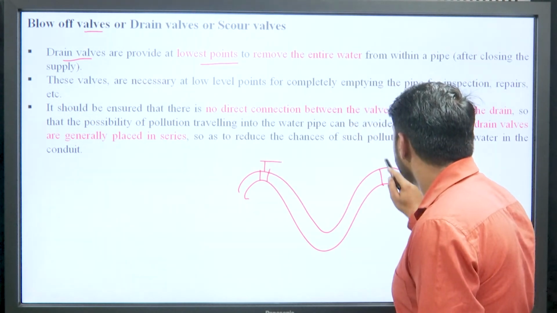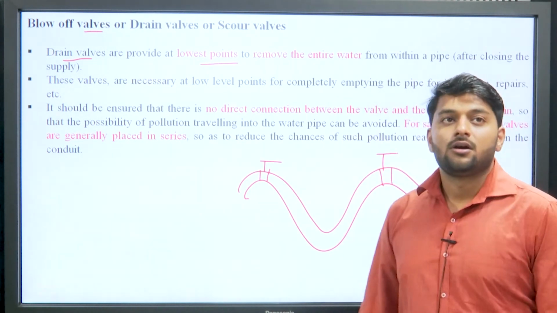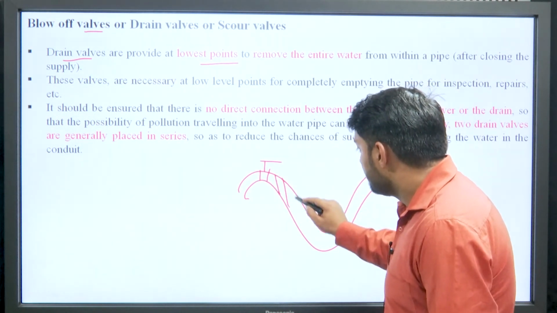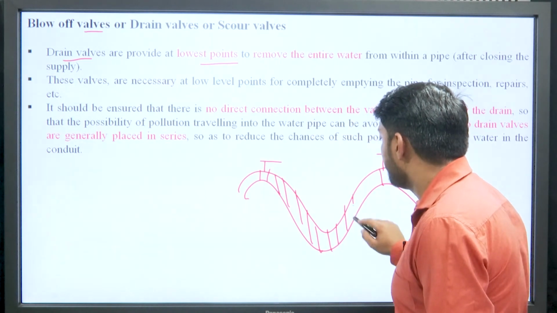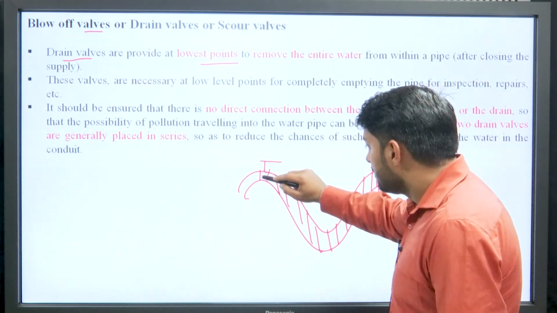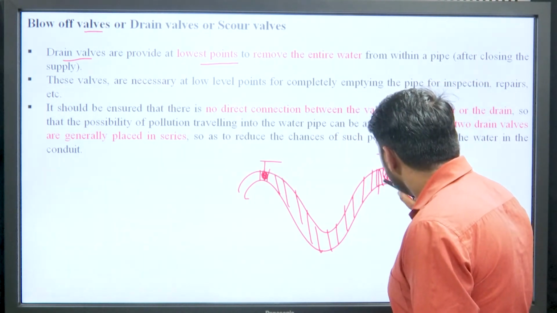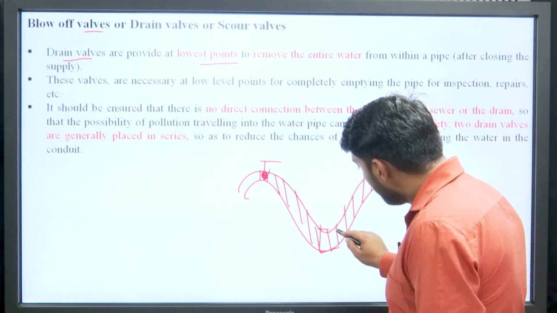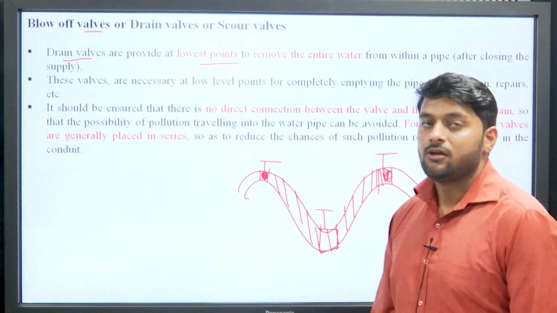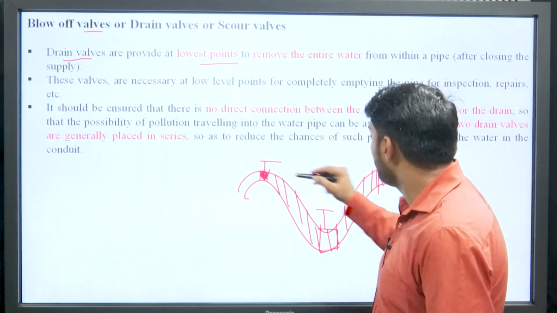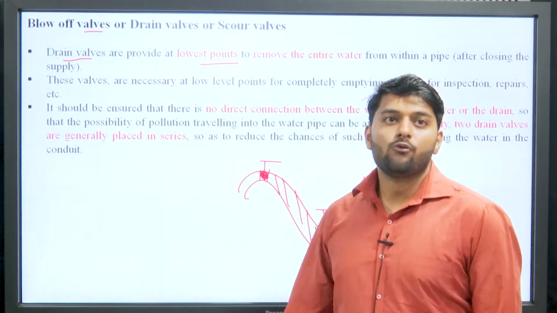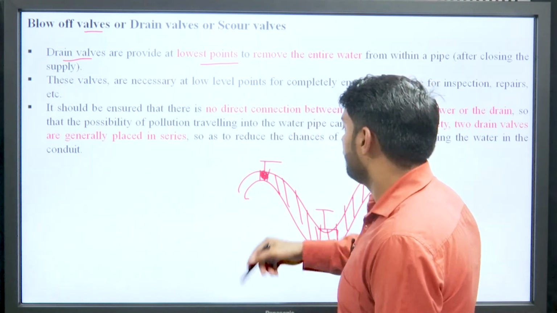What if we provide a drain valve at summit points? What will happen? If we provide a blow off valve at summit points, then the water in that particular portion will get trapped. So, in order to remove the water between these two sections, it is obvious that we need a valve, and it should be at the bottommost point. So, these valves are provided at the lowest point, and after closing the supply of water they should be opened, and after opening, the valve allows the water to completely move out of the pipe. Okay. So, that is the reason why we should provide it at the lowest point.